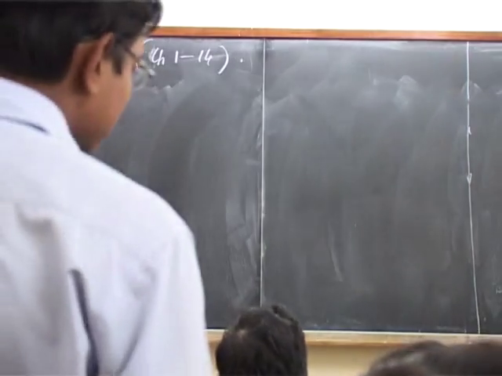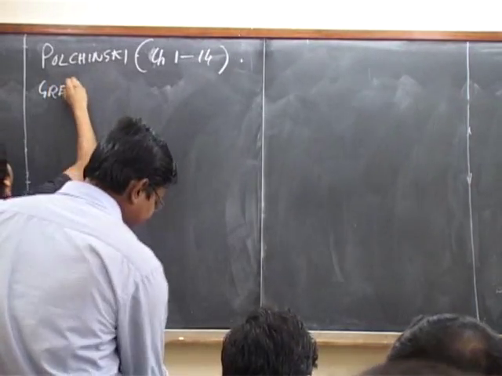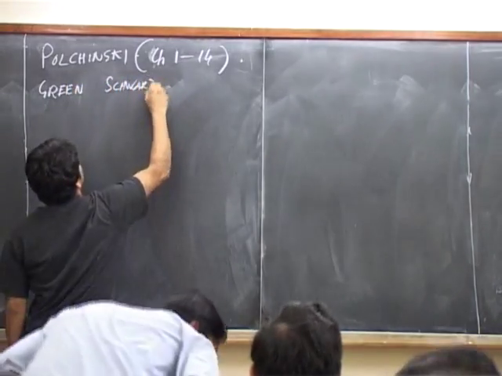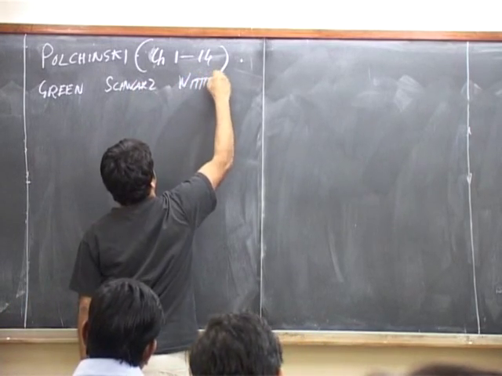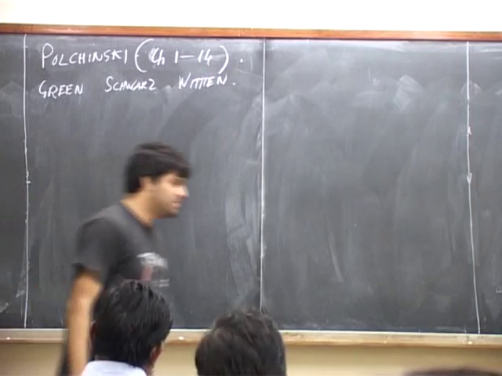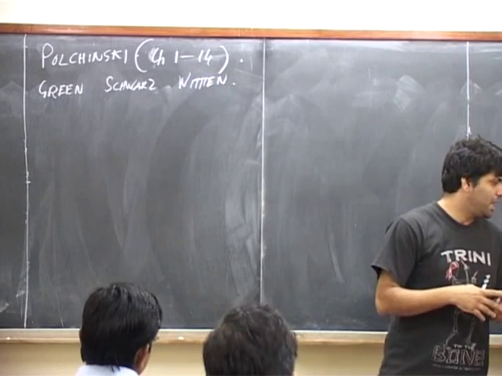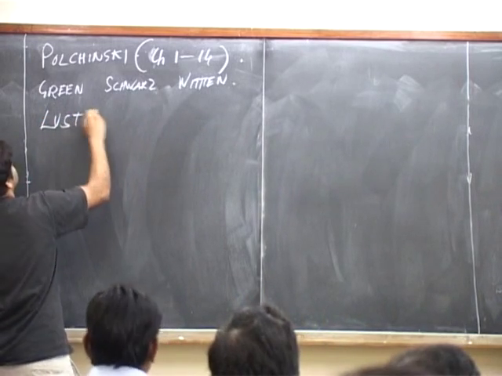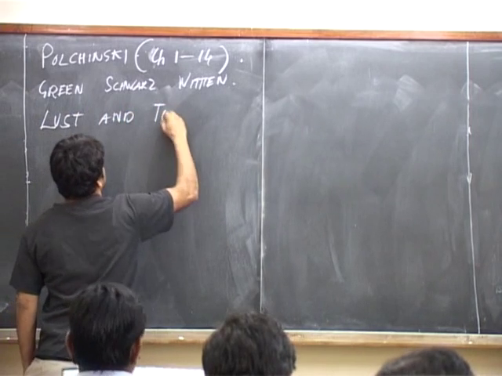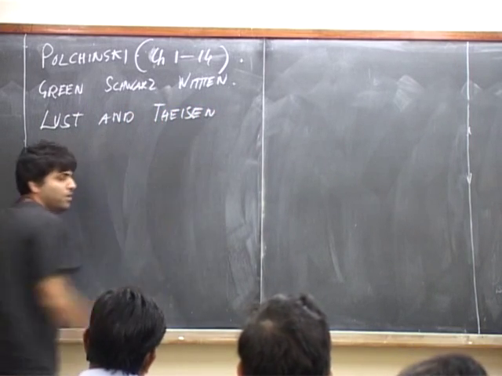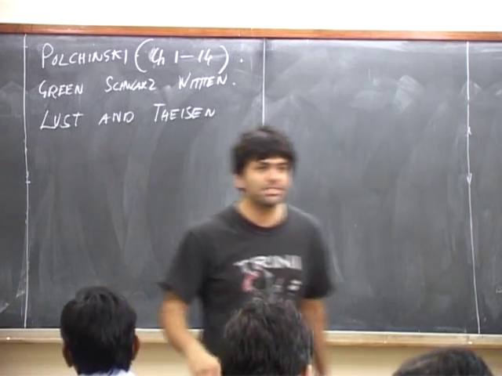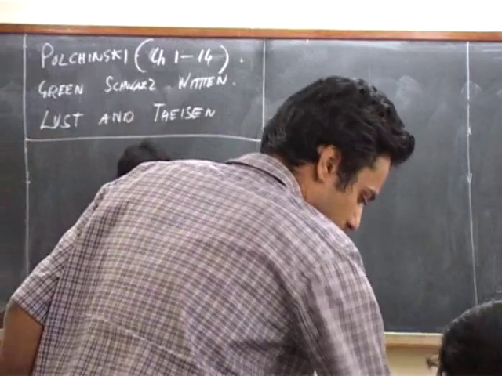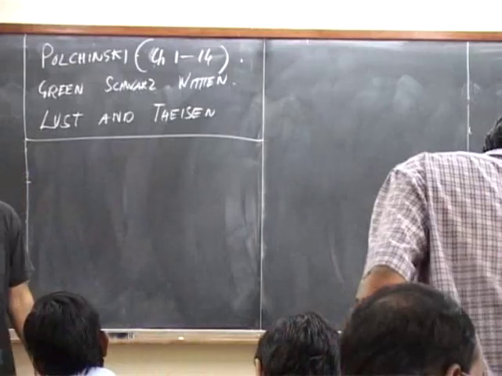Other useful references are the book by Green, Schwarz, and Witten. Another book that I found useful in learning string theory was a book by Lüst and Theisen. Through the course, we'll also follow other references that I'll tell you about as we get to them. So as far as books go, these will be the main references for our course.